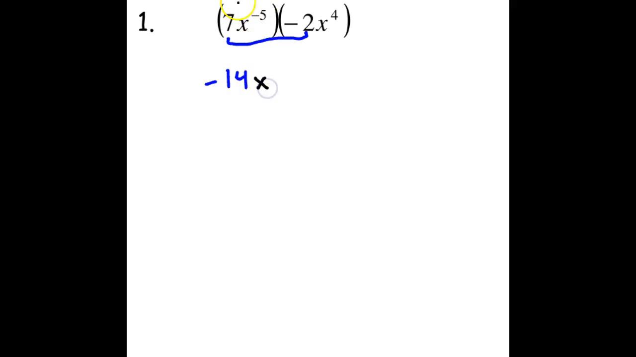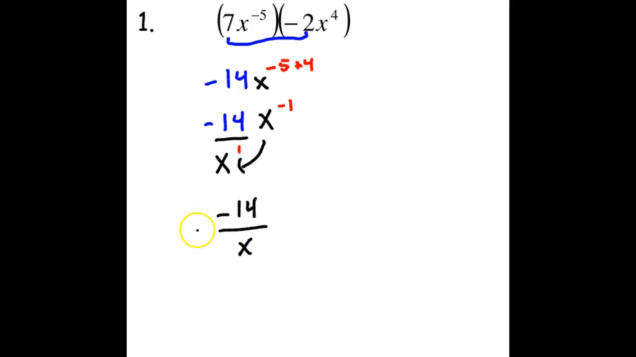And with variables, okay, there's a couple ways of doing this. We could just add them up, right, and do -5 plus 4, right? And -5 plus 4 is -1. And with negative exponents, remember those are positive fractions, right? So we're going to move this to the bottom, and it will be a positive 1 exponent. Right? So our final answer would just look like this. -14 over x would be the final answer there.